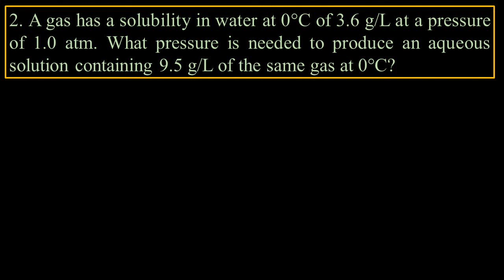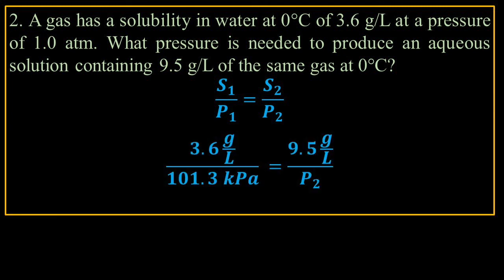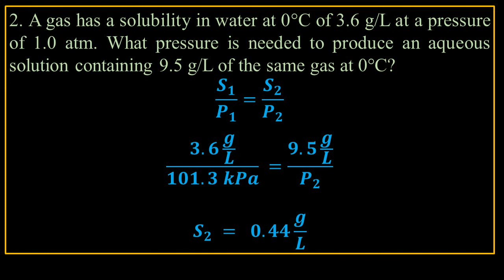A gas has a solubility in water of 3.6 grams per liter at 0.0 degrees Celsius and a pressure of 1 atmosphere. What pressure is needed to produce an aqueous solution containing 9.5 grams per liter of the same gas at 0 degrees Celsius? There's the plug-in. Solve for P, 0.44.